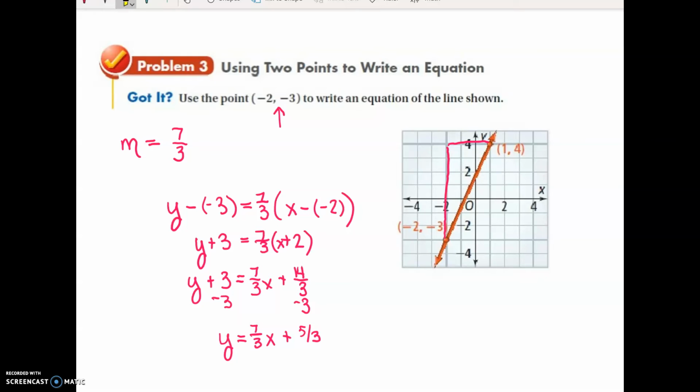So if we notice here, we wrote our equation first in point-slope form, and then we solved it for y to get y by itself. So now it is in slope-intercept form. So that just kind of gives you an idea about how to do that in all the different ways there.